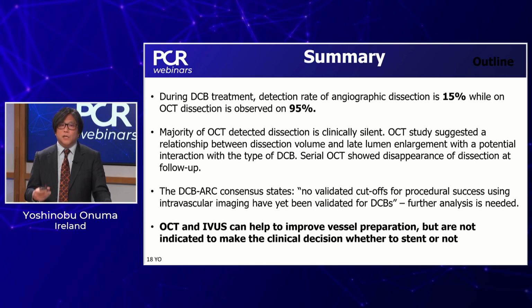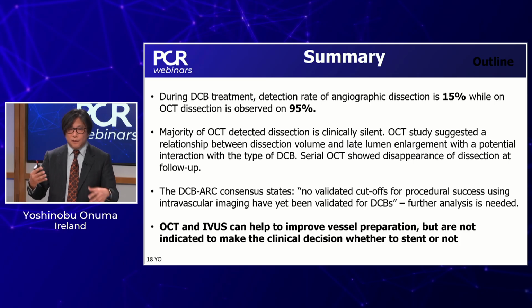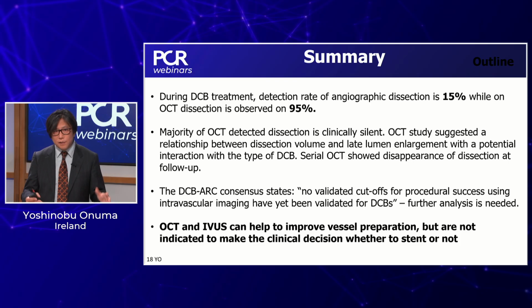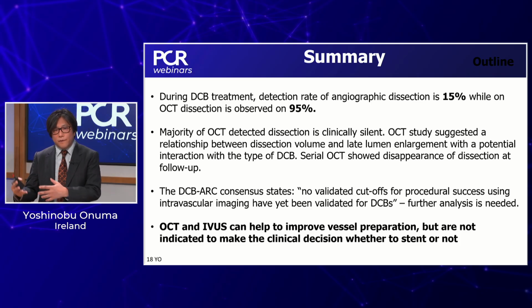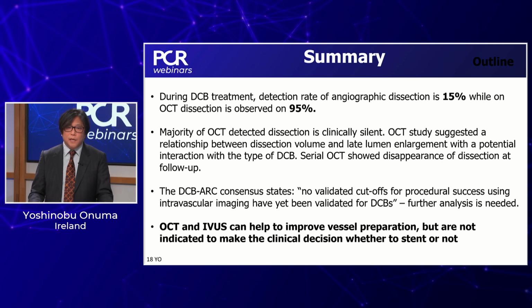So as a summary, during DCB treatment, the detection rate of angiographic dissection is 15%, but if you do OCT, the rate is 95%. So you will find OCT detected dissection in almost all cases. The majority of OCT detected dissection is clinically silent. There was some publication suggesting that the dissection detected by OCT is related to favorable outcome. So OCT and IVUS can help to improve vessel preparation by precise sizing and length measurement, but are not indicated to make the clinical decision whether to stent or not. Thank you for your attention.